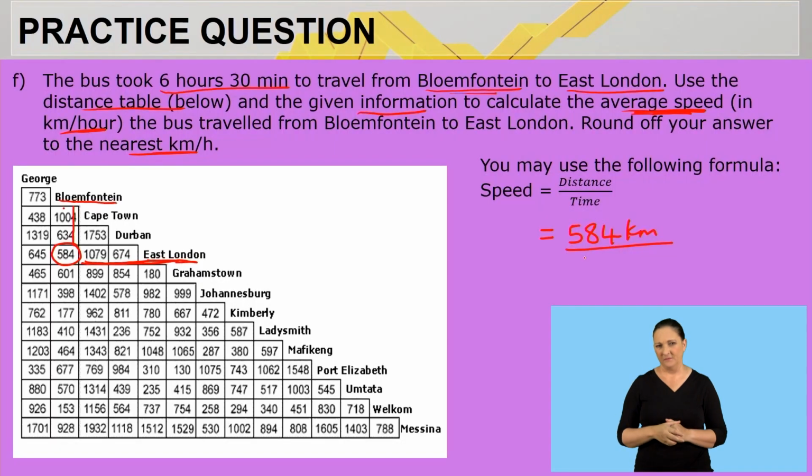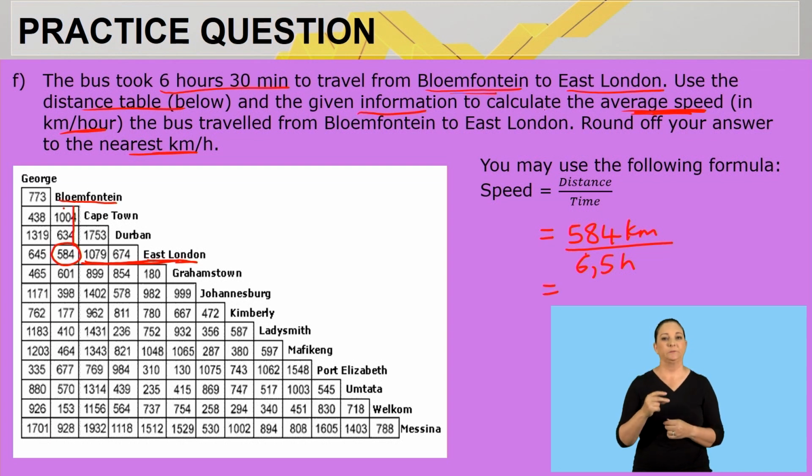Now, please note, I'm not going to indicate that as 6,30. In terms of this formula, the time is time in hours. So therefore, it will be 6,5 hours. Now, can you see that? 5 is a decimal there, it's half, right? So therefore it's 6.5 hours. So let's type that in. 584 divided by 6.5 hours. So what will that give us? So that will give us a speed.